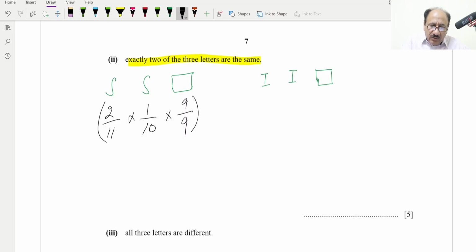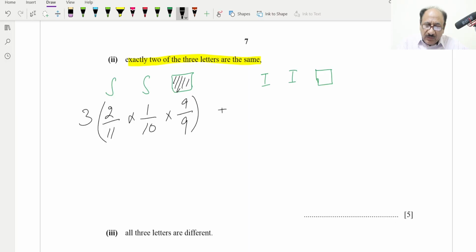Like for example, if we are saying this is any other, so it can be situation S, S and any other letter, or it can be S, any other letter, and S, or any other letter and S and S. So there are three possible situations. So we'll be multiplying this by 3. Hopefully you understand why we are multiplying it by 3. Similarly, this can also be three situations.